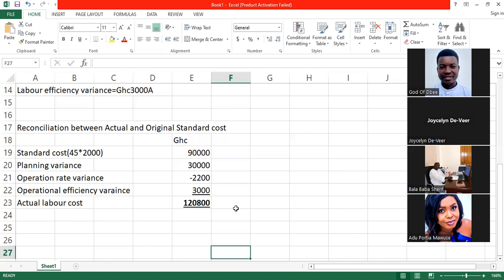Ladies and gentlemen, we are done with standard costing and variance analysis. Let's look at performance evaluation.